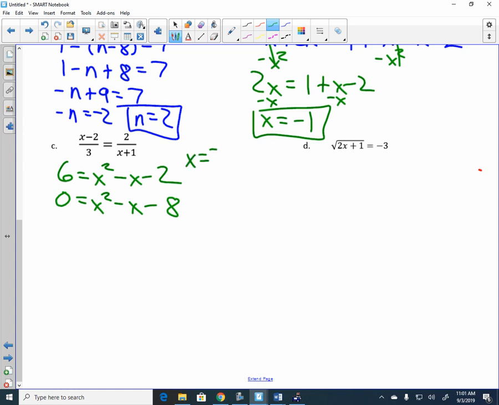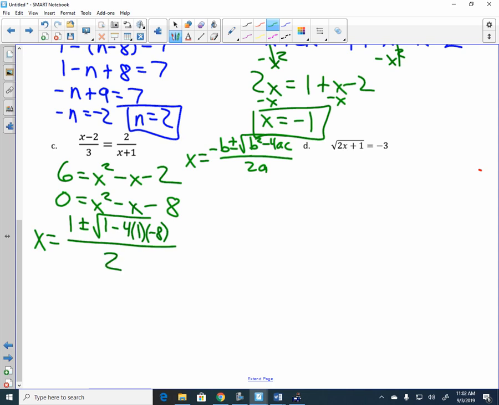X is equal to negative b plus or minus the square root of b squared minus 4ac, all divided by 2a. You will never get that on a test. I will never give it to you. You must remember that 100% of the time. Okay? Commit it to memory. Figure out a way. So I have x is equal to negative b, which is positive 1, plus or minus the square root. B squared is 1, minus 4 times 1 times negative 8, divided by dos, which is Spanish for 2.